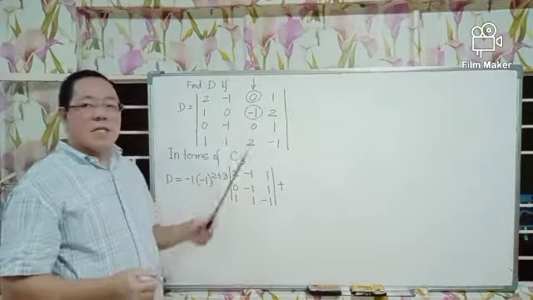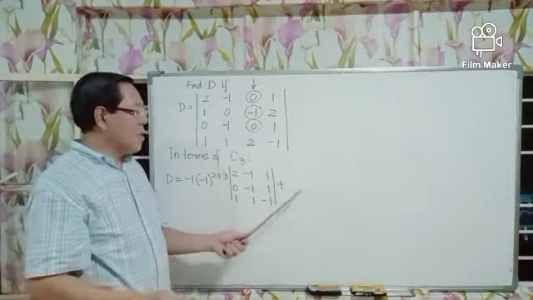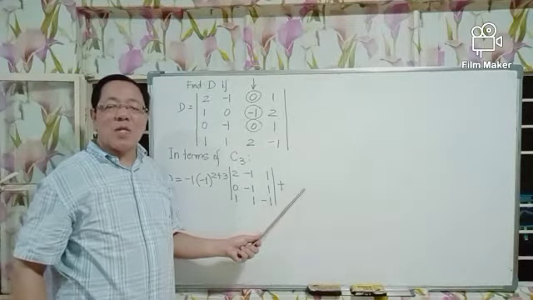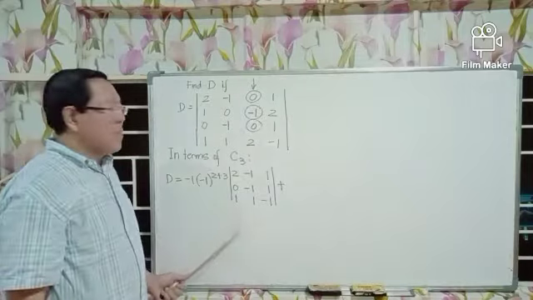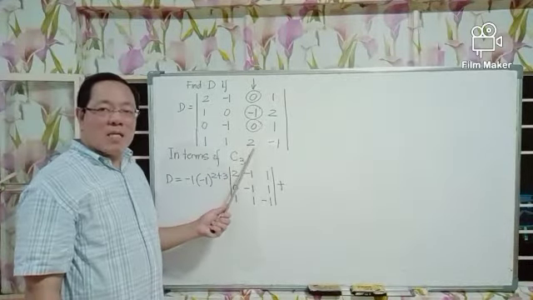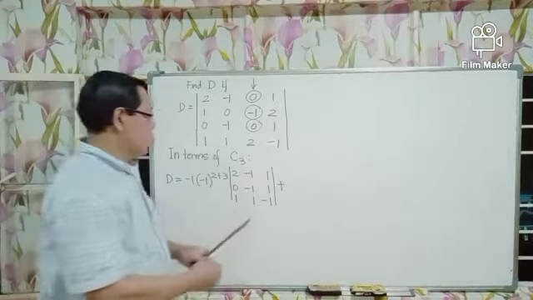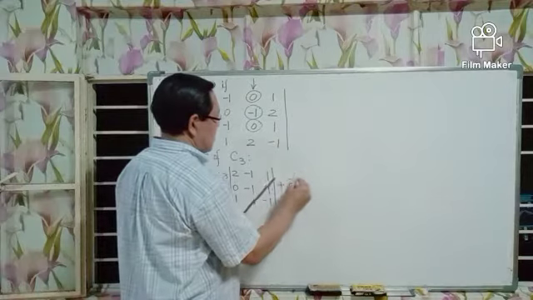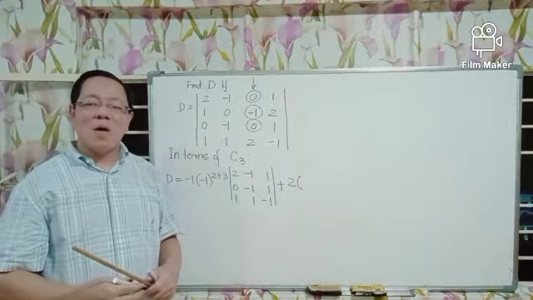The next entry is 0. But again, if we add 0 here and multiply it by its cofactor, the result is 0, and therefore it has no effect on the first term. So we skip the second 0 and we take the next element, the last element in the third column, the 2. And we multiply 2 by its cofactor.